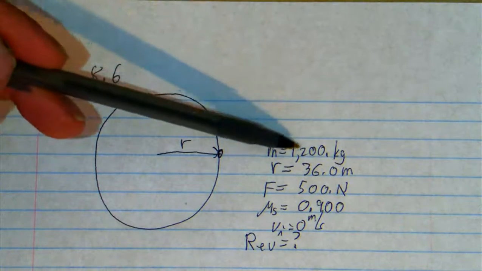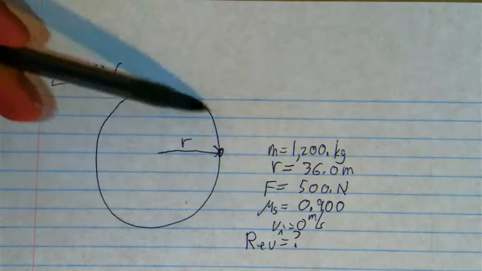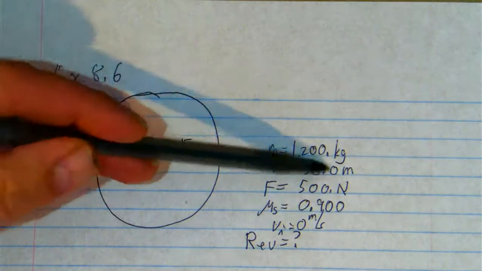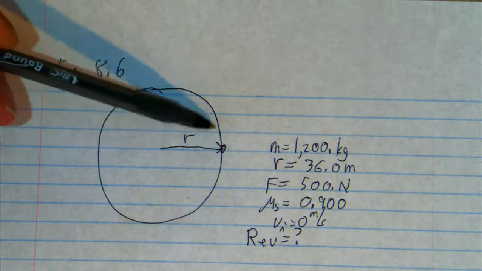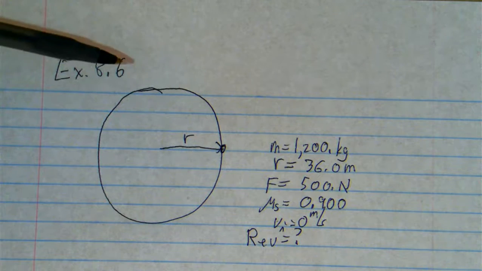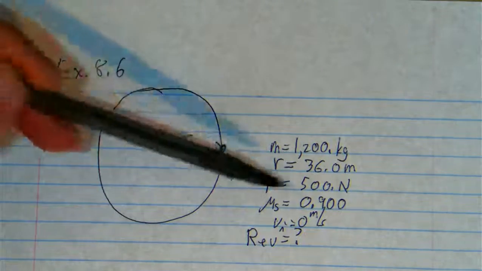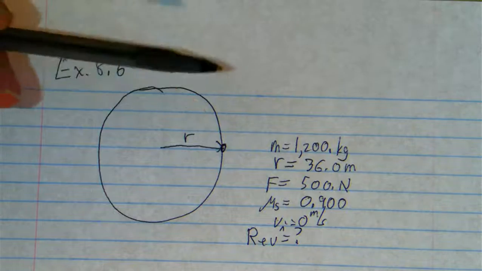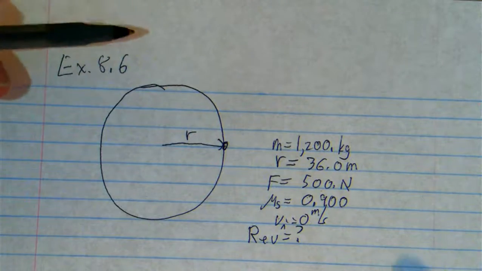The car has a mass of 1,200 kilograms. It is starting from rest, and it is going to go around and around on a circular track that has a radius of 36.0 meters. A constant accelerating force of 500 newtons is being applied in the forward direction at all times. The coefficient of static friction between the tires and the flat road is 0.900. The question is, how many revolutions will the car complete before it slides out of the curve?